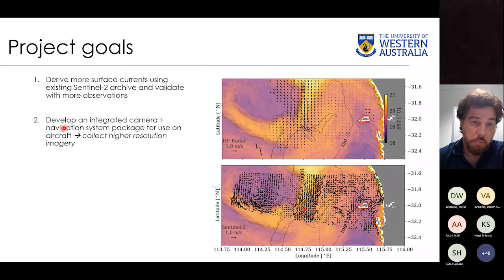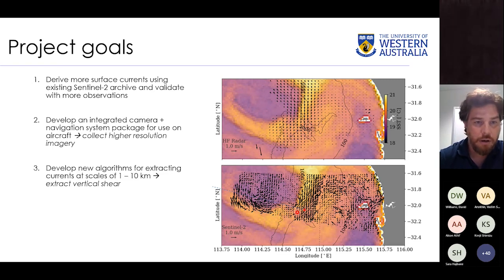The second and important aim is to develop an integrated camera and navigation system that can be installed in small aircraft and used to fly out on demand and collect higher resolution imagery than you'd otherwise get from the satellite. So high resolution means potentially collecting currents at finer length scales than what we do with the satellite.